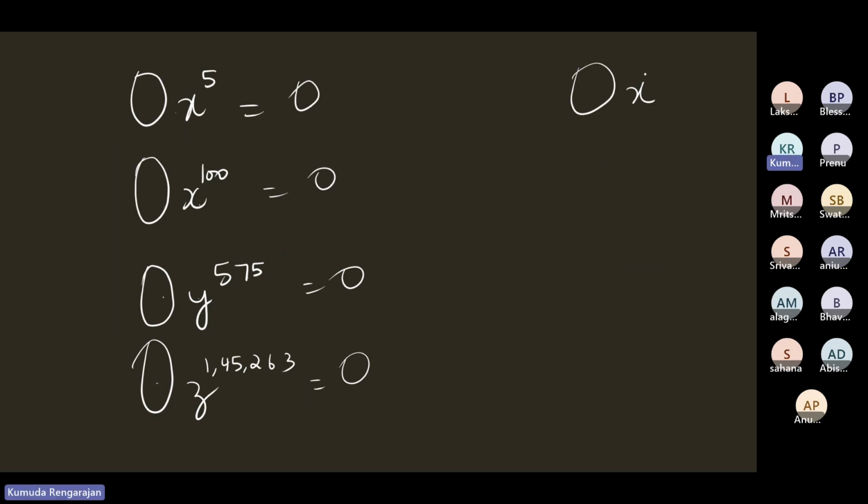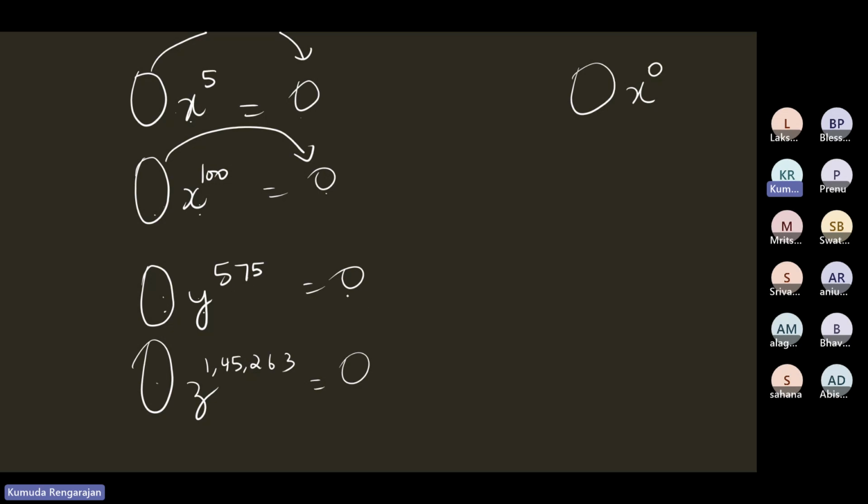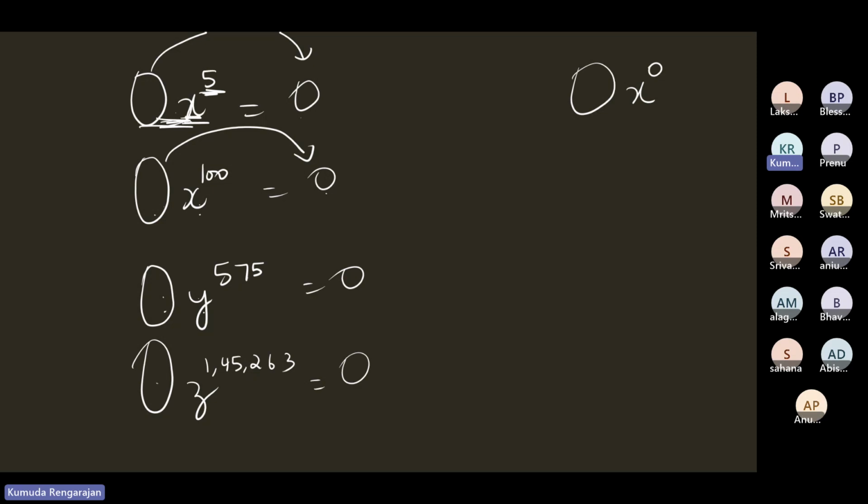Now, the power of x here need not be 0. It can be anything, because everything will produce 0 only. You're not changing the value. What is 0 into x to the power 5? 0. 0 into x to the power 100? 0. 0 into y to the power 575? 0. 0 into anything is 0. So then you will say the degree of 0 here is 5, because x is the variable and its power is 5.